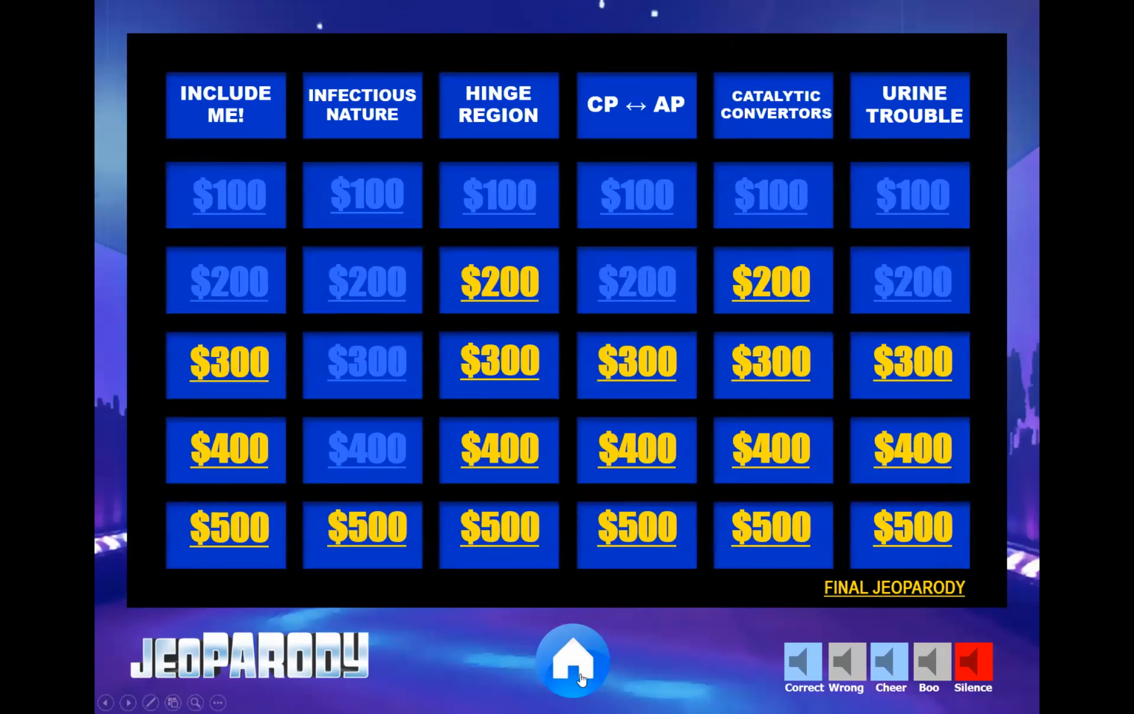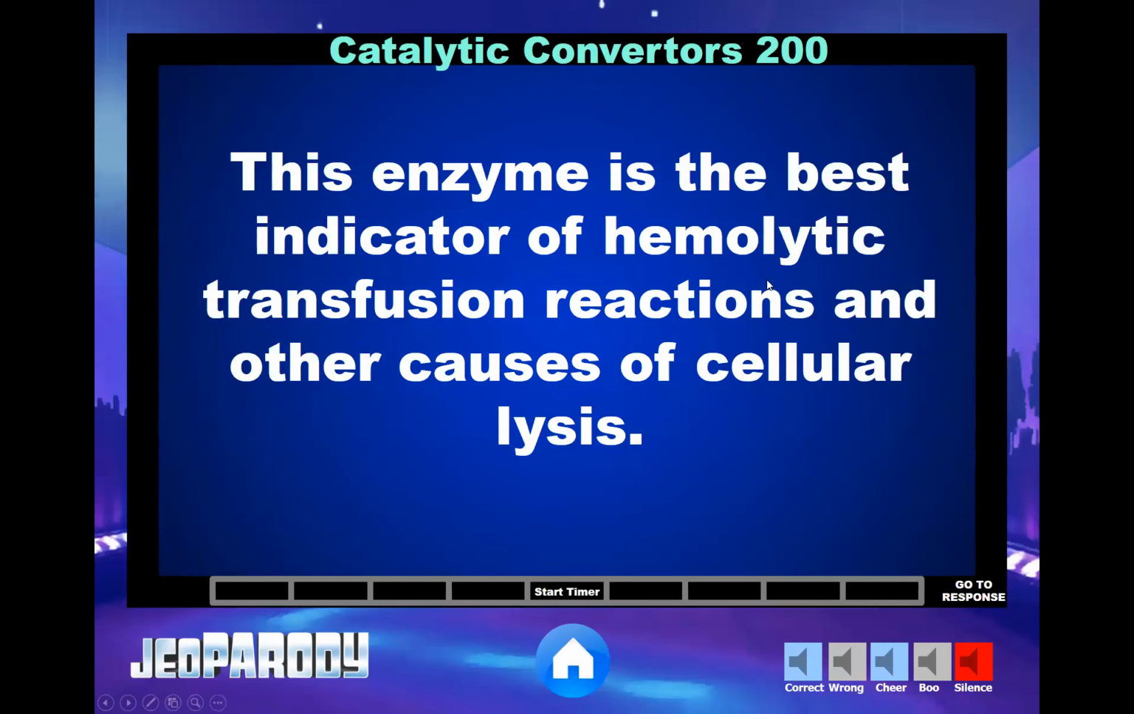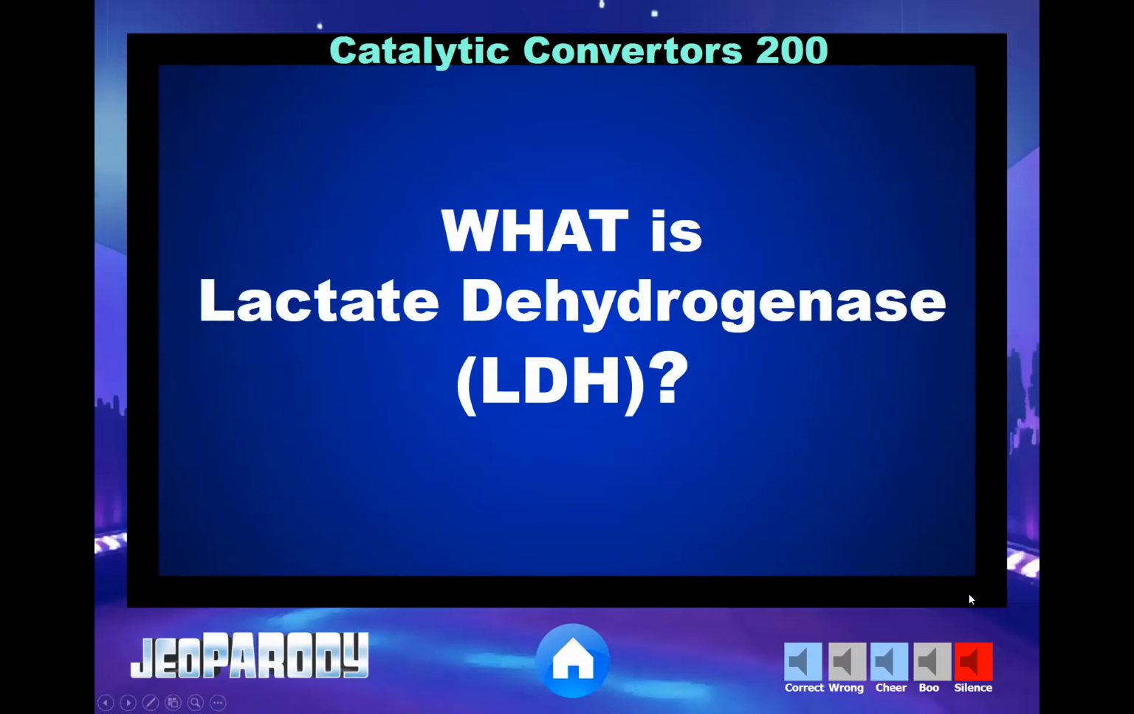Anonymous. Catalytic converters for 200. This answer is, this enzyme is the best indicator of hemolytic transfusion reactions and other causes of cellular lysis. Hey, Nolan, quick to respond: LDH. That is correct. So it's lactate dehydrogenase, which is non-specific.